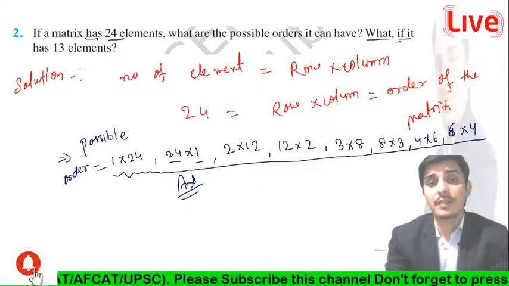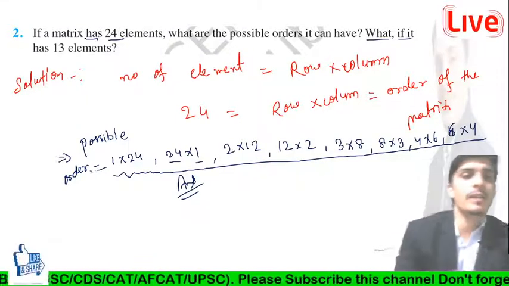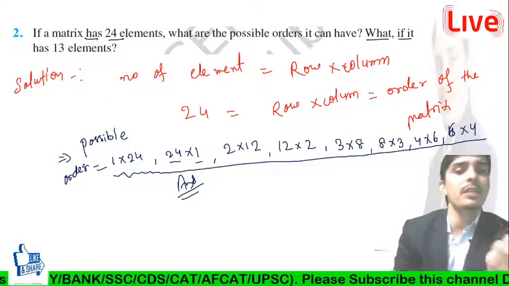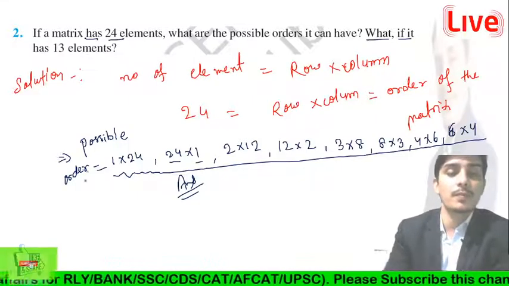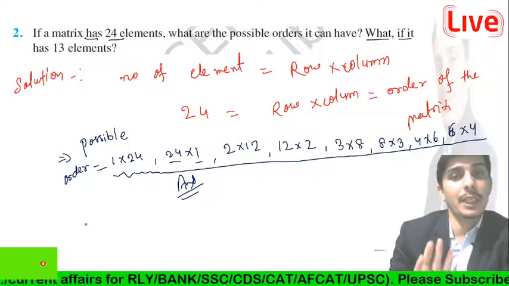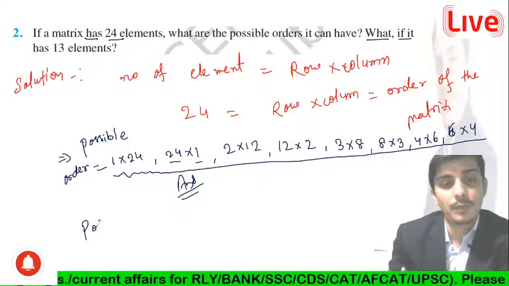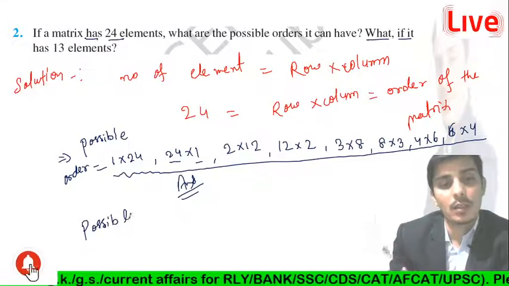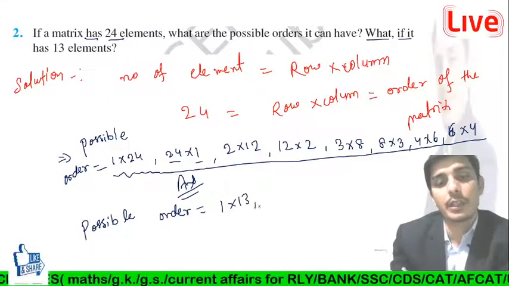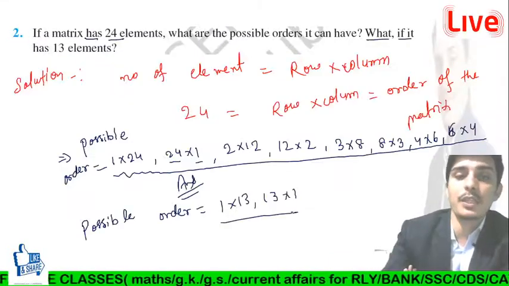And what if it has 13 elements? 13 is a prime number, guys. So this is very simple. You can take only 2 orders, because it is not a composite number. It has only 2 factors including 1, guys. So you can take the possible order is equal to 1 into 13, otherwise you can take 13 into 1, right? Are you getting it? If you are getting it, please write yes in the chat box.